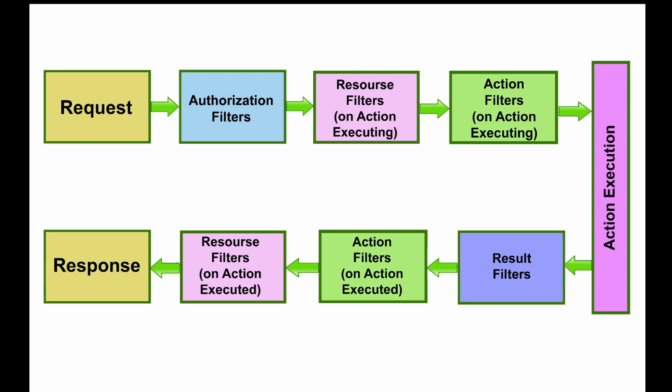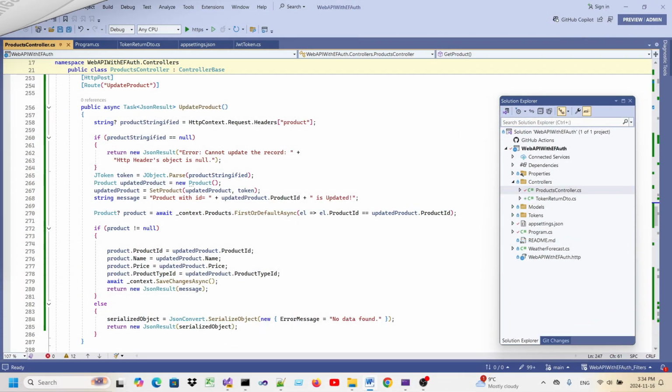In this video, we will use built-in filters, Authorize and ResponseCache, and we'll create an action filter and use it to create cleaner and reusable code in our web API. We will use the same projects that we created in the previous videos, Angular Authentication and Authorization Part 1 and Angular Authentication and Authorization Part 2, where I have added one additional method, update product.